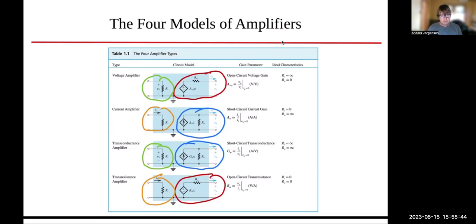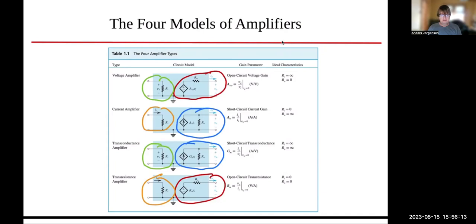Then we have two that are a mix of voltage and current. So we have something called a transconductance amplifier, which measures voltage on the input, and it has a current source on the output. It's called transconductance because the constant of proportionality, you take voltage multiplied by a constant, get current. That constant must have units of conductance, 1/ohms.